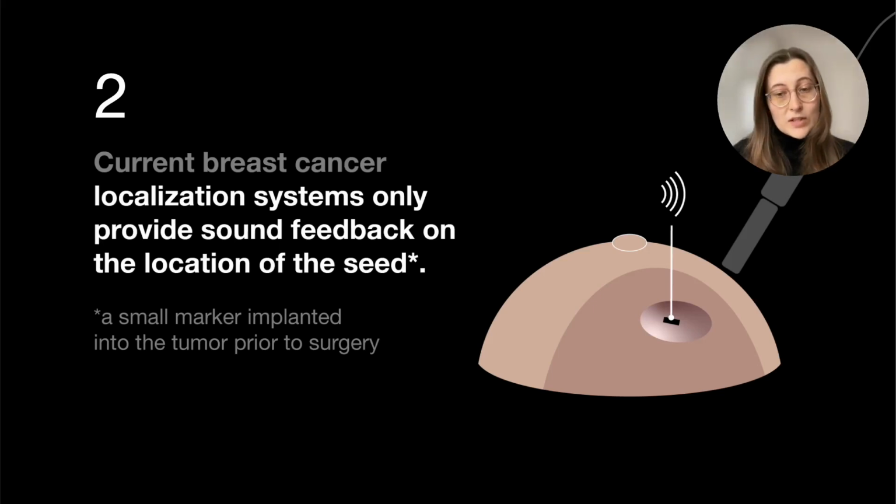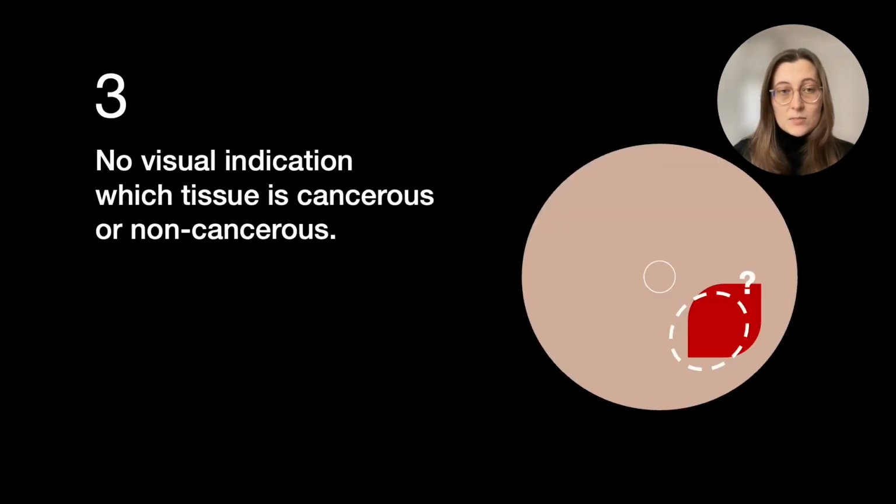To localize breast tumors during lumpectomy, breast cancer localization systems have been developed. However, these systems only provide sound feedback on the location of the seed, which is a small marker implanted into the tumor during biopsy prior to surgery. But no information about the shape is provided from these systems.